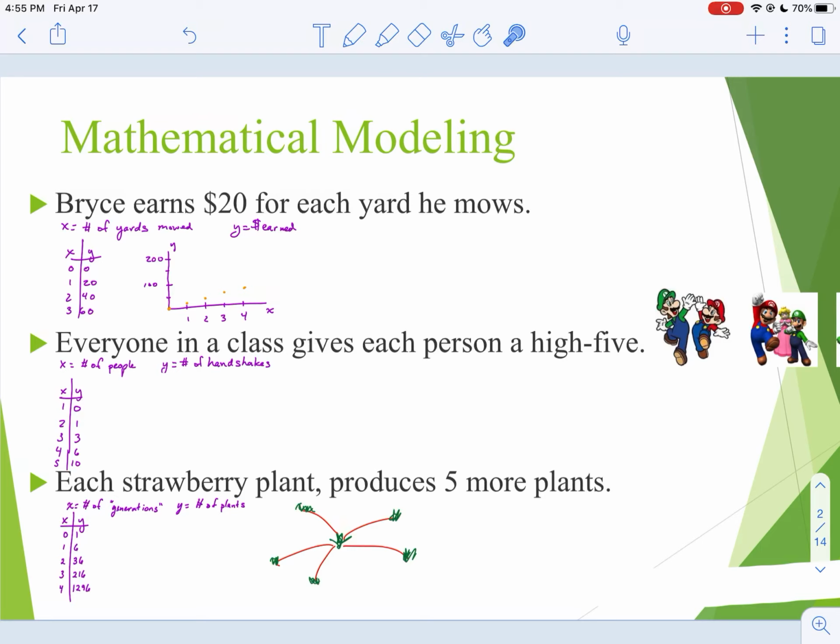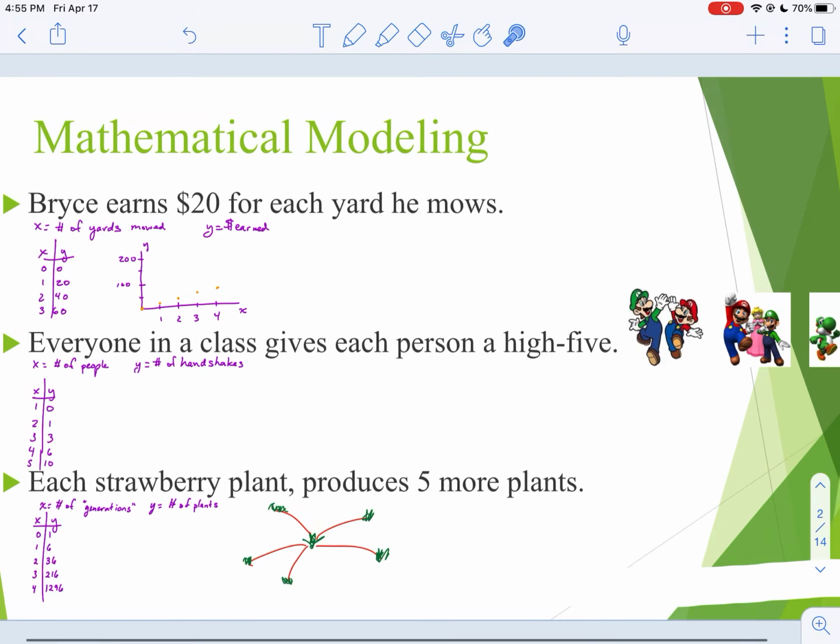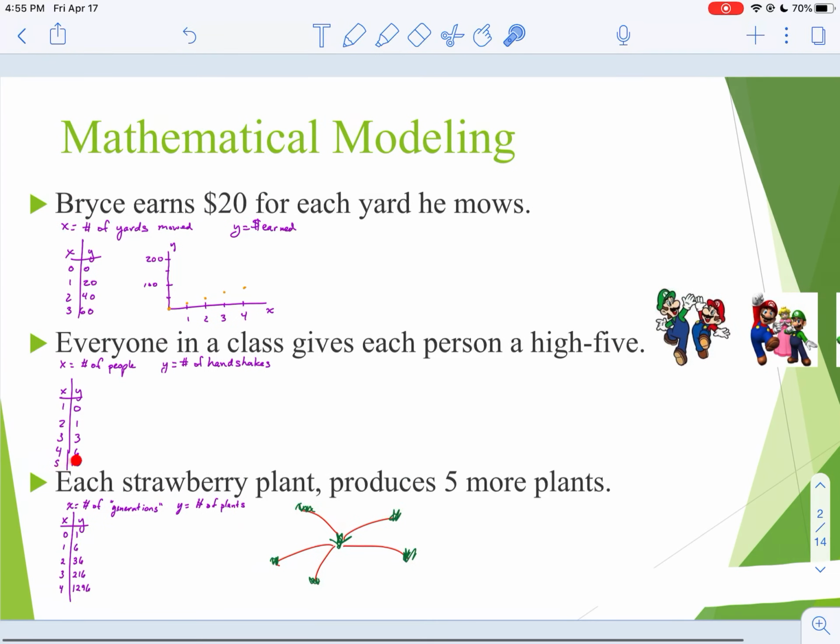If you remember with the handshake or the high five problem, when there was one person, there's nobody to give a high five to, so there's 0 handshakes. When X is 2, there's 2 people, there's 1 high five exchanged. 3, there was 3 high fives. 4, there was 6. 5, there was 10, and so on. And so you'll notice this is a little different. Here it was going up by 20 each time. Here it's going up, but it's changing. It's from 0 to 1, 1 to 3, 3 to 6, 6 to 10. It's going up by more each time.